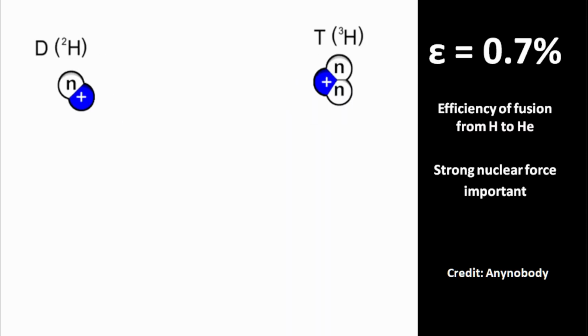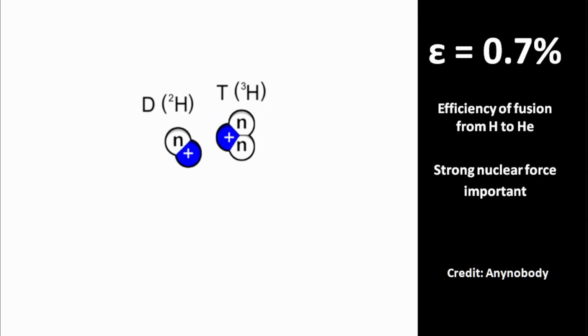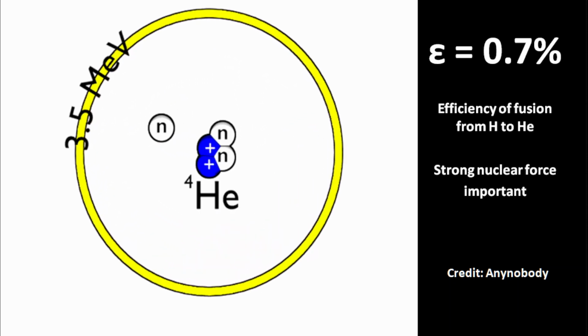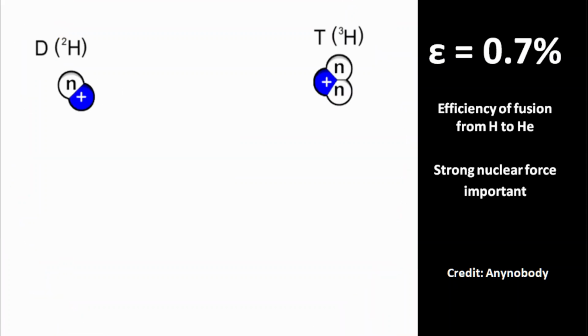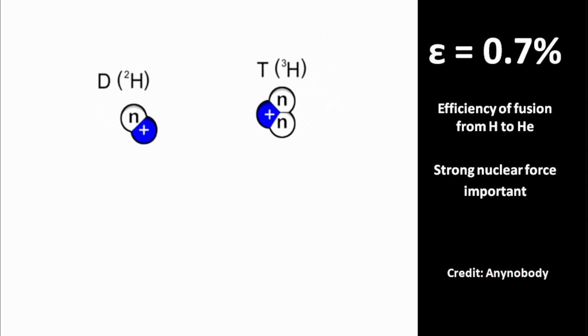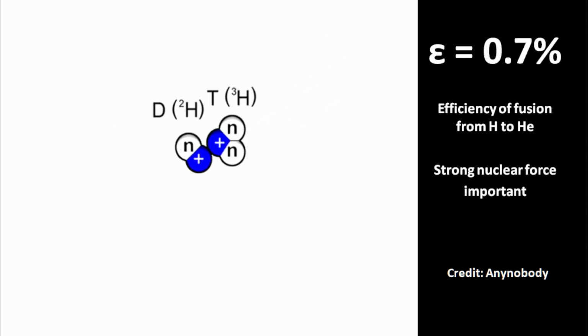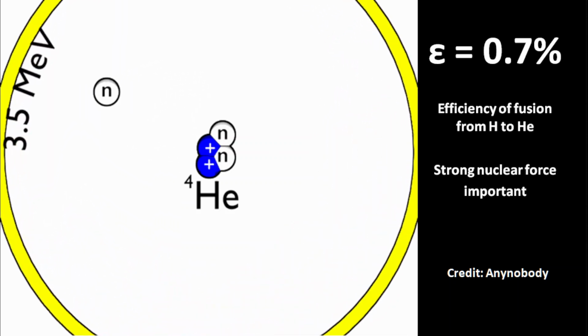Epsilon is the efficiency of the fusion from hydrogen to helium. It is 0.7%. 0.7% of the mass of the hydrogen atom is converted to energy. If it were 0.6%, a proton-neutron bond would be impossible. If epsilon were over 0.8%, almost all of the hydrogen would have been fused to heavier elements after the Big Bang. The strong nuclear force is important for epsilon.